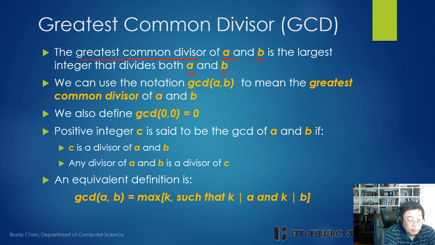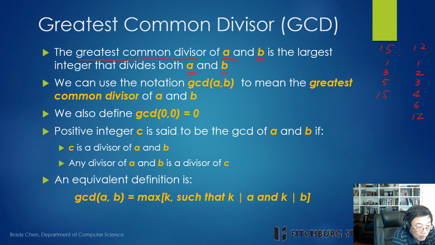Now we can take a look at a very simple example. Let's say 15 and 12. So we know that 1 can divide 15, 3 can divide 15, 5 can divide 15, what else? 15 itself can divide 15, right? For 12, 1 can divide 12, 2 can divide 12, right? 3 can divide 12, and 4 can divide 12, 6 can divide 12, and 12 can divide 12.